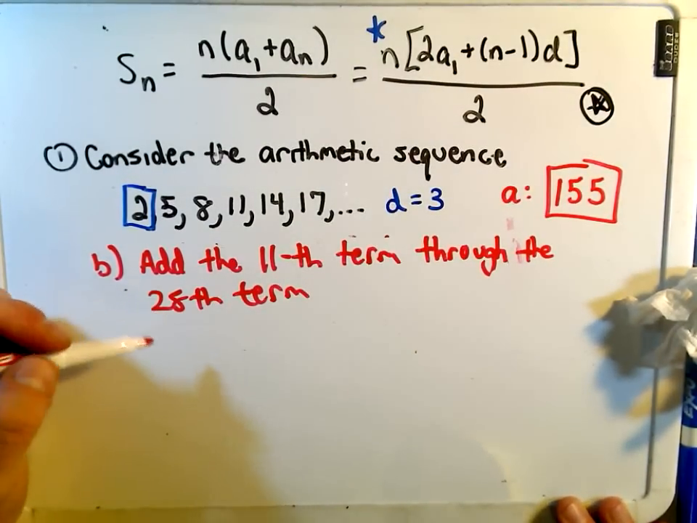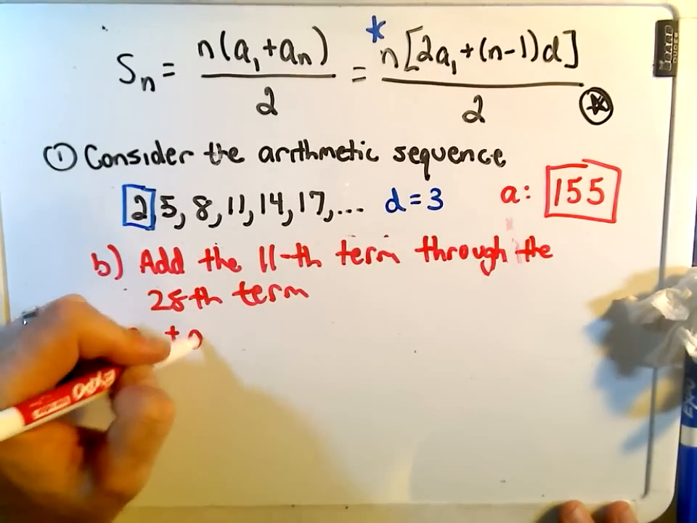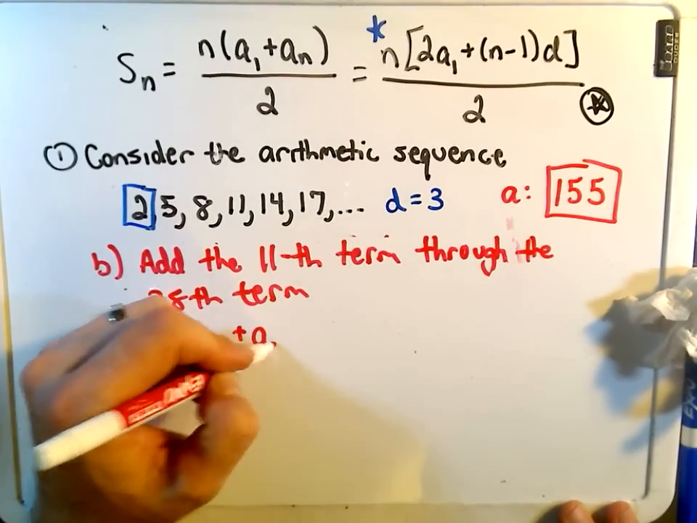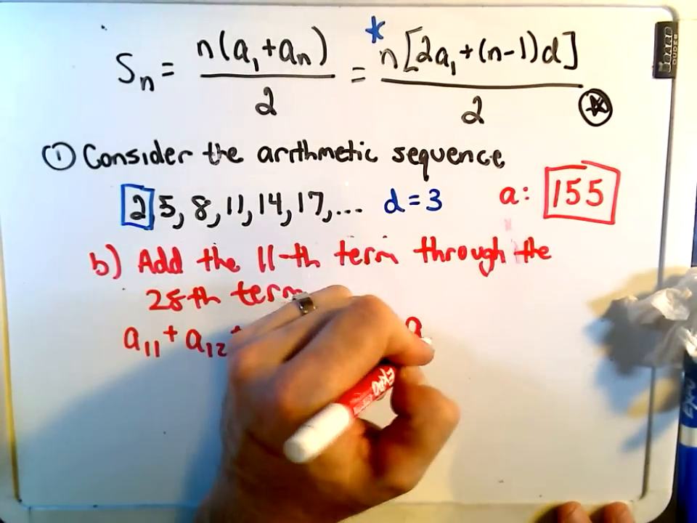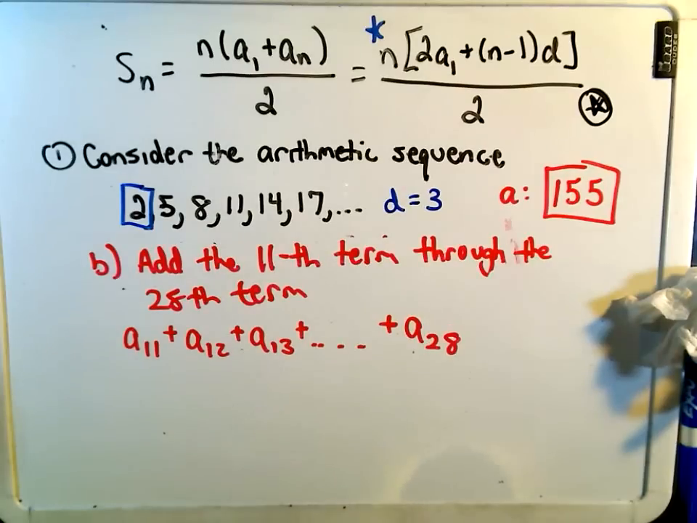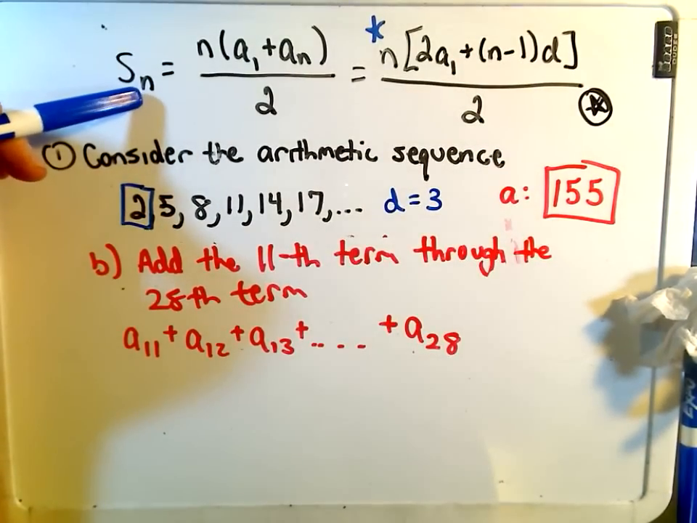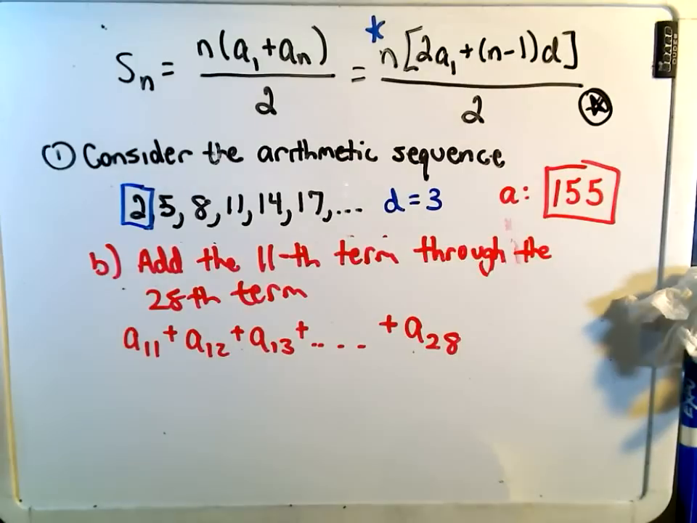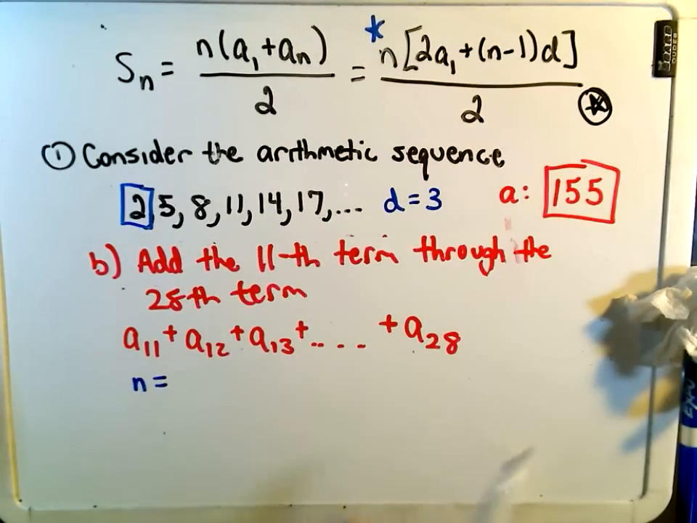Okay, so the 11th term, that's going to be a sub 11, that's what we'll start with, and then we would add the 12th term, the 13th term, all the way up to the 28th term. So in this case, n represents in this formula the number of terms that you're adding up. So the number of terms in this case, this is where you have to be careful. This is what I was saying a second ago.